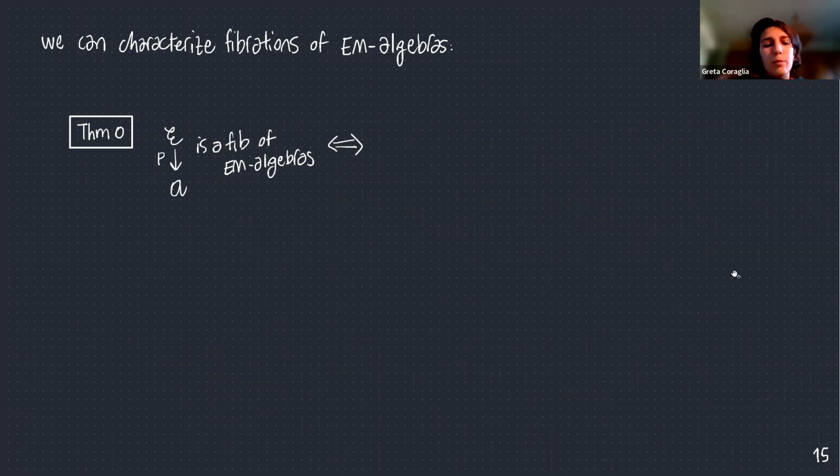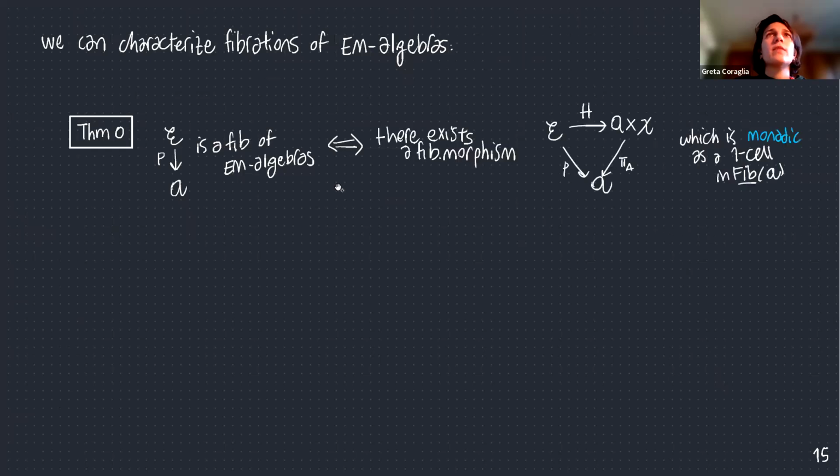Except for notation and a bunch of definitions, there are also a few results that we have proved. The first thing that we tried to do is, of course, the most interesting case, that of Eilenberg-Moore algebras, or algebras for a monad. We tried to characterize fibrations of Eilenberg-Moore algebras, and we showed that a given fibration is a fibration of Eilenberg-Moore algebras, meaning it fits in a pullback of the kind that I have been showing you, if and only if there exists a morphism of fibration which is monadic as a one cell in Fib over A.